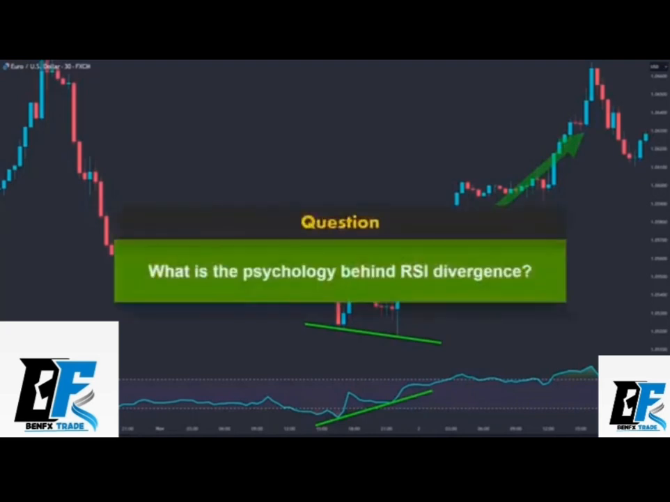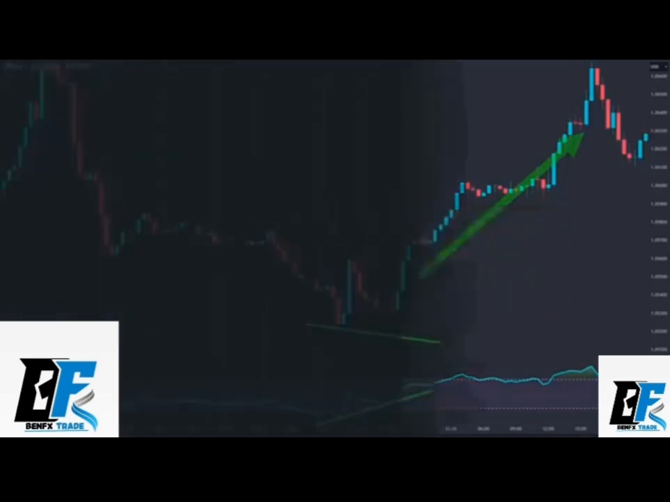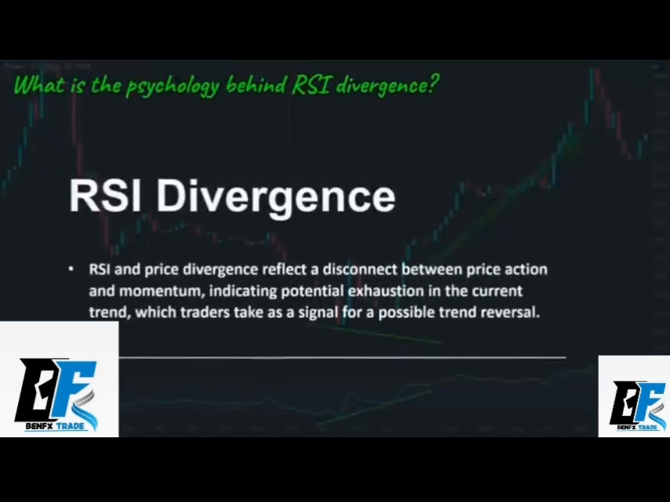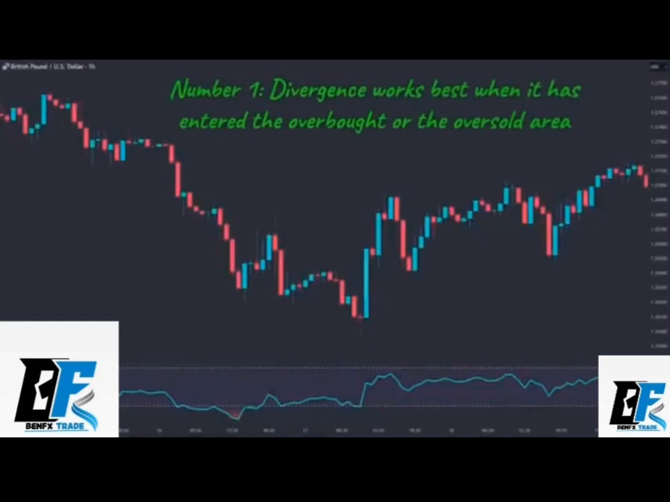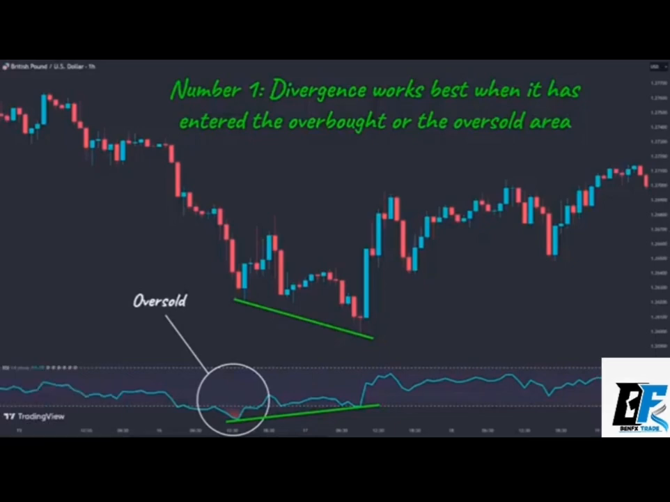Now, what is the psychology behind RSI divergence? RSI and price divergence reflect a disconnect between price action and momentum, indicating potential exhaustion in the current trend, which traders take as a signal for a possible trend reversal. Now, here are some pro tips for making the RSI divergence more effective. Number 1. The RSI divergence works best when it has entered the overbought or the oversold area. It shows that, firstly, the price has increased significantly and rapidly, indicating a potential reversal or correction may occur soon. Secondly, the divergence signals a possible market structure shift.